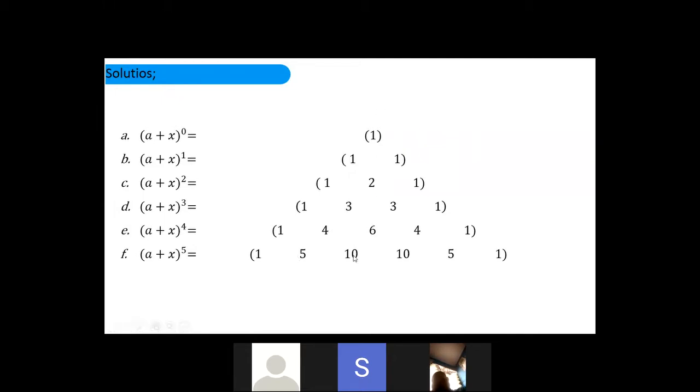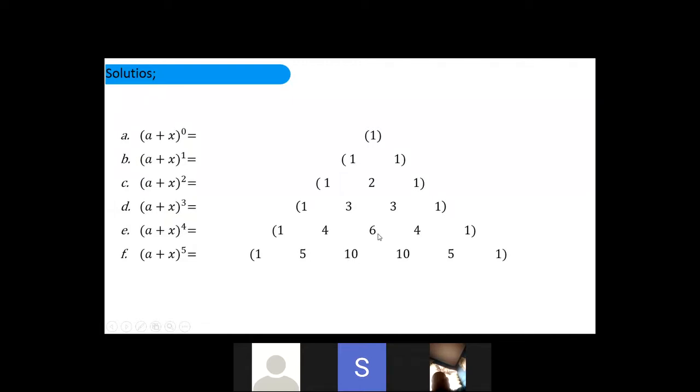The next coefficient is 10. It's in between the top coefficient 4 and 6. So when I add the previous top two coefficients, it will give me the 10 as the down coefficient in between them.